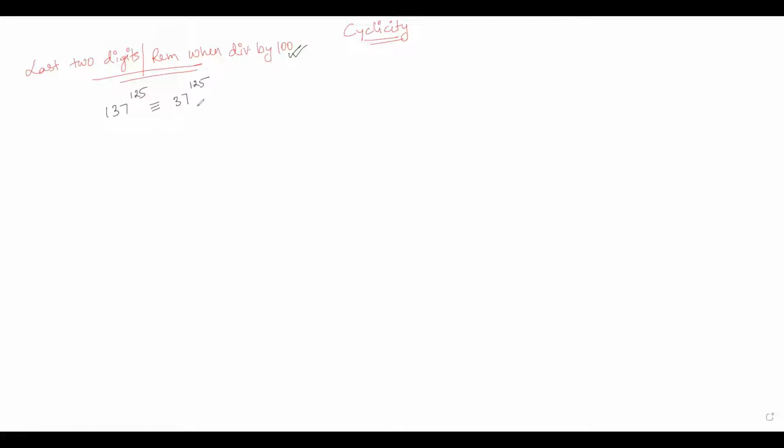Now, it won't be practical for us to find the last two digits by multiplying 37 125 times. So there has to be some way or some rules which will help us to find the last two digits in an efficient way. So let us see those rules first.